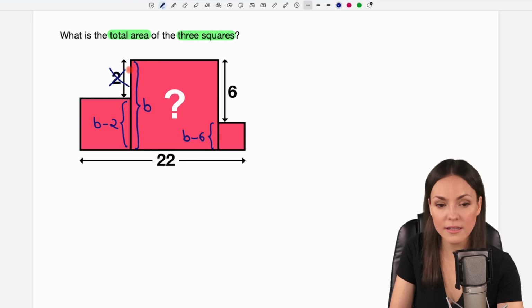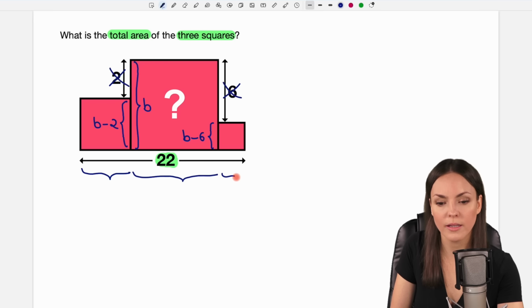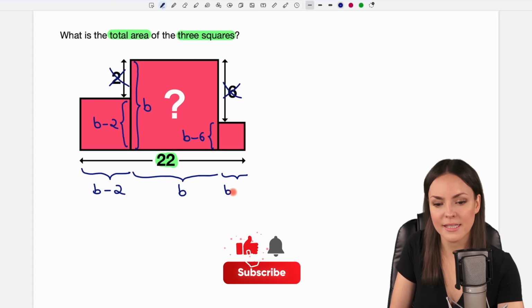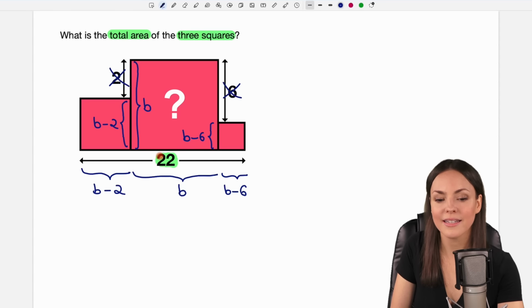I used this information, I used this information, but we haven't used this information yet. But we can do that. So they tell us that the entire side here is of length 22. So this part here plus this part here plus this part equals 22. How long is this part? It's B minus 2 from our first square. This part here is of length B from our big square, and this length here is B minus 6 from our tiny square. And if I add these now, I get a result of 22.